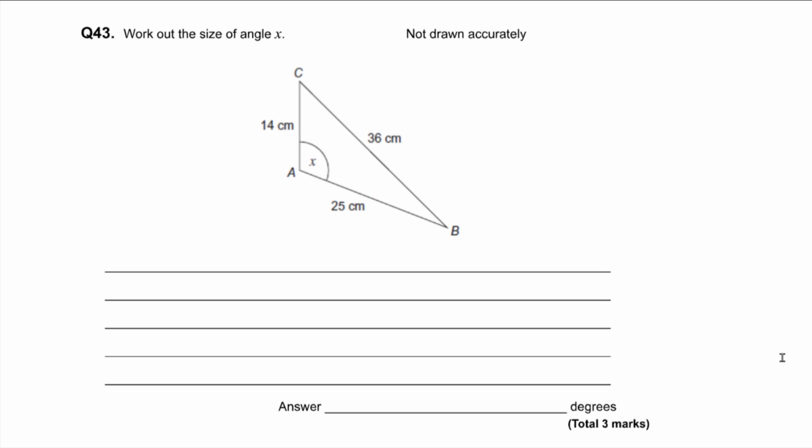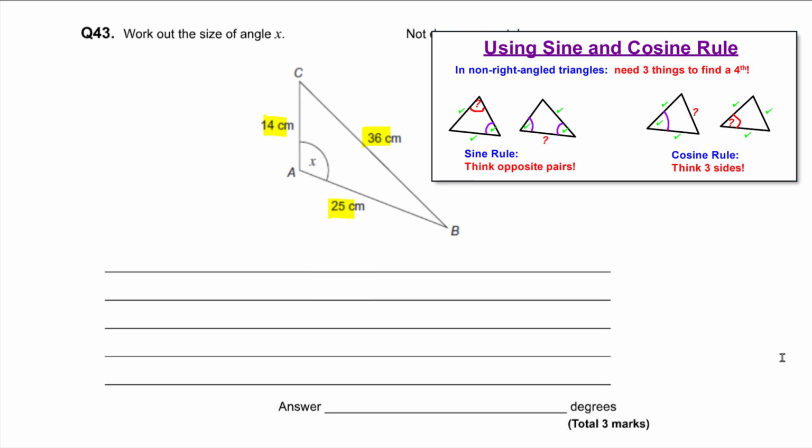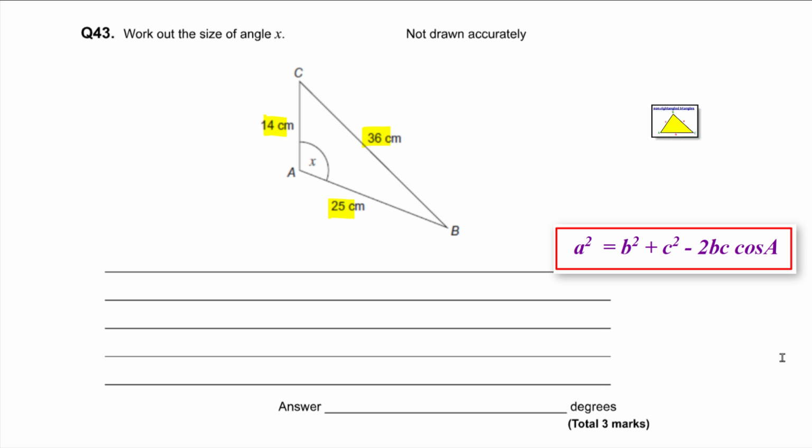Question 43, work out the size of angle X. Now, this is a find an angle question, but notice again, we've been given 3 sides, 14, 25, 36. 3 sides, going to be the cosine rule. Okay, so let's label up our sides.